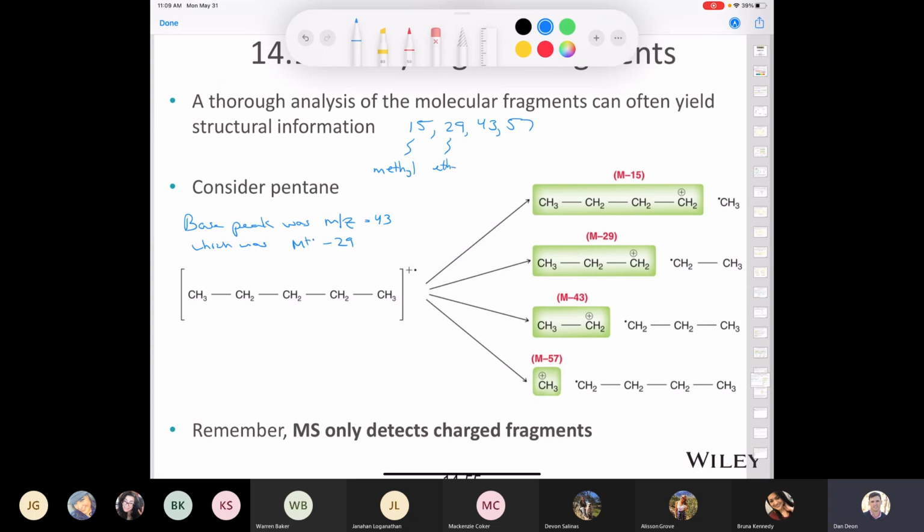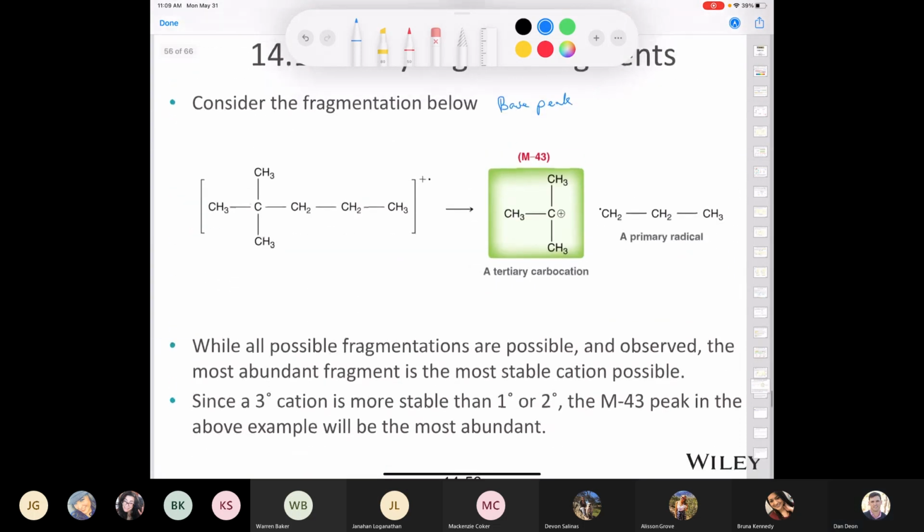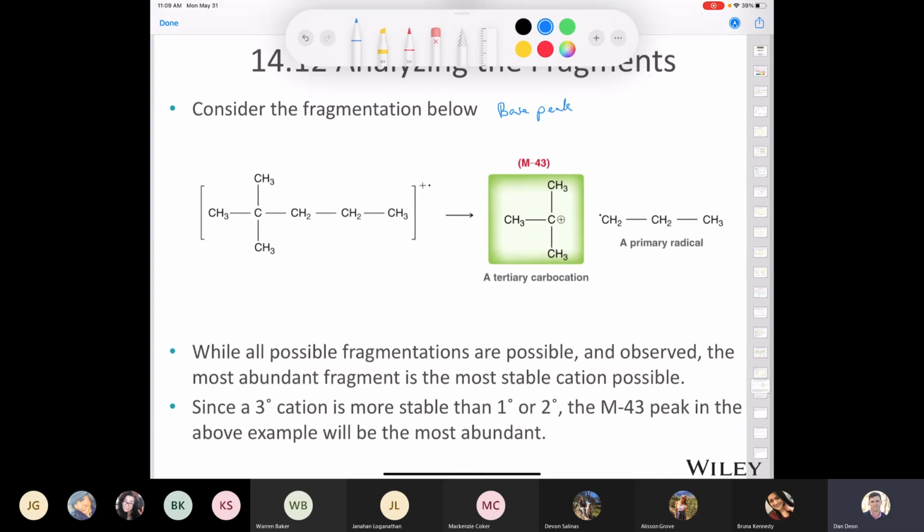This is an ethyl. This is a propyl, right? And this is a butyl. I would memorize these because they come up so much. Well, if you lost 43, why would that be such an abundant fragment?